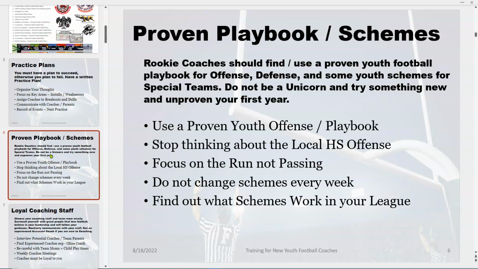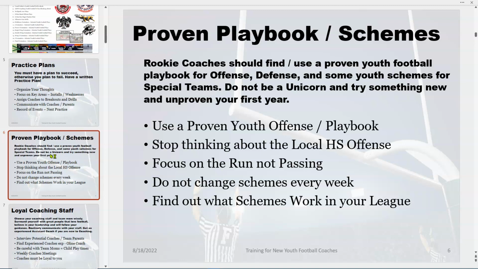I see a lot of coaches asking about their local high school stuff, and this college is running the spread, or I think we can do this. I mean, try to look at what other youth coaches in your league are probably doing and what they're successful with, and try to maybe copy that and implement that. But I really highly recommend getting a proven youth football offensive playbook.